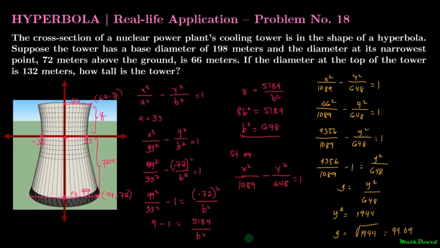Therefore, dito ko ilalagay ha. So, the height is just the 72 sa baba plus 44.09. So, 44.09 plus 72, that is 116.09 meters. Okay, so yan yung ating answer, 116.09 meters.